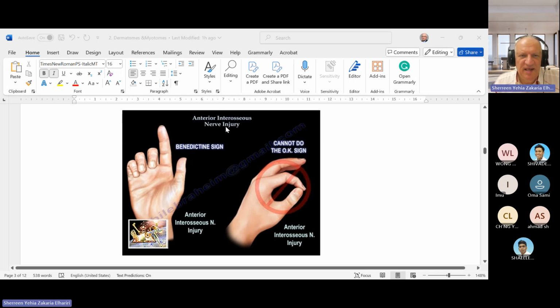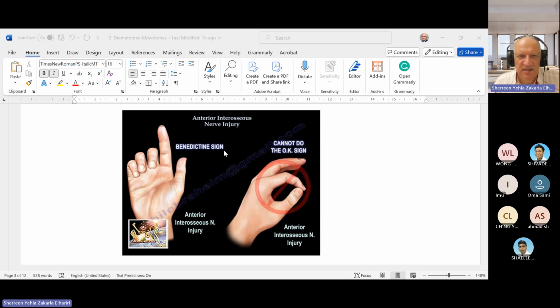This is what happens if you have anterior interosseous nerve injury, what we call the Benedictine sign. So you can find the problem here. It is with interosseous nerve injury, and this is the deformity or this flexion. The patient can't do this movement, like "okay", where he touches the thumb with the index.